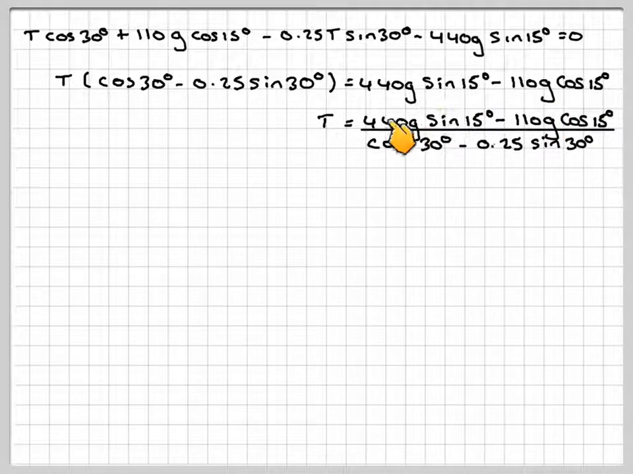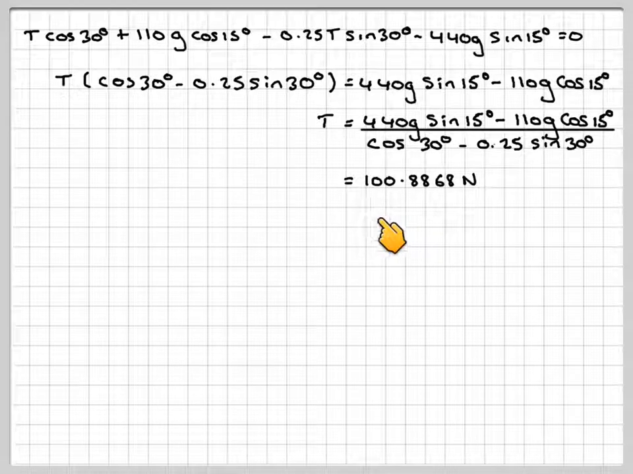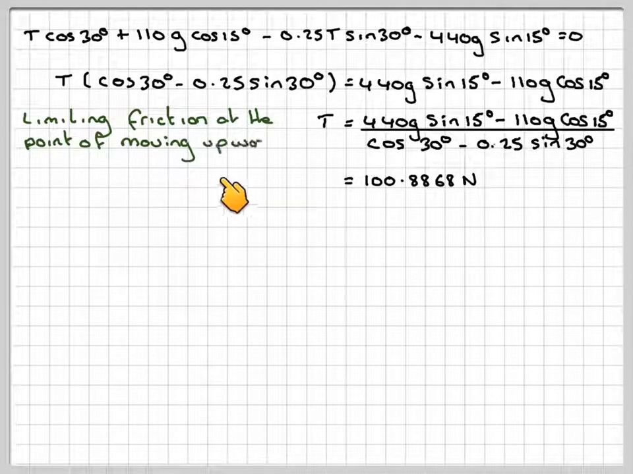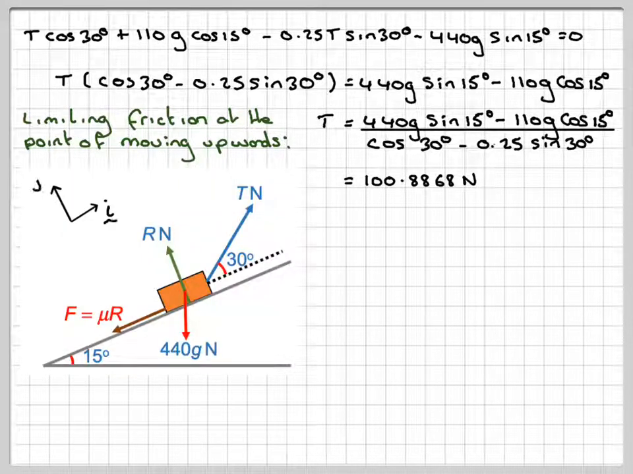Now, if we use the fraction button on our calculator, making sure we're in degrees, we can do this problem quite easily. So putting this value into our calculator, it's going to give T around 100.8868 newtons. Now considering the second case, limiting friction at the point of moving upwards. If we're going to move upwards, the friction now acts downwards along the plane in this direction, against i. But the diagram is exactly the same.